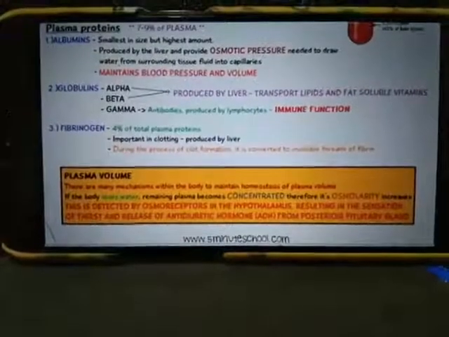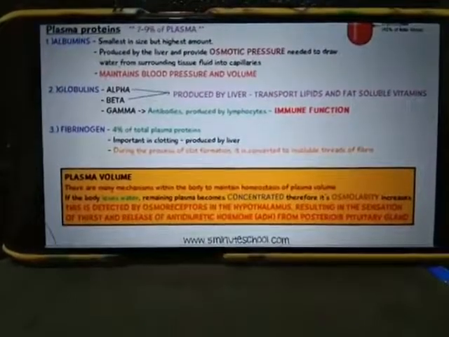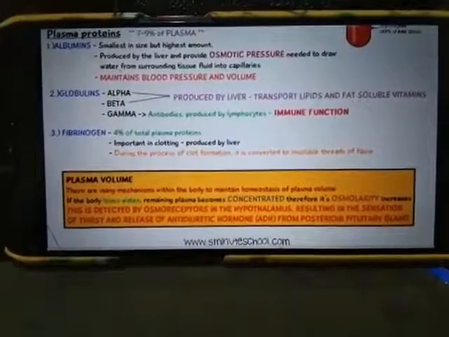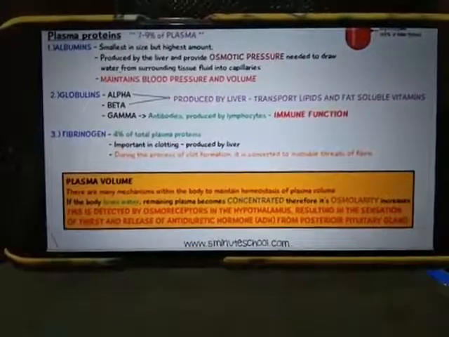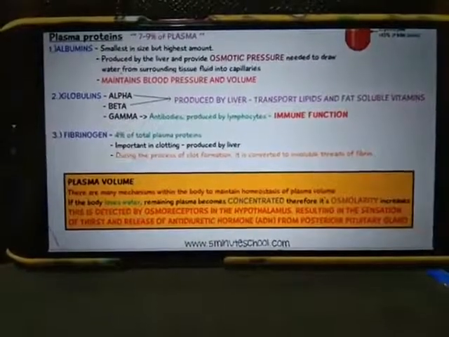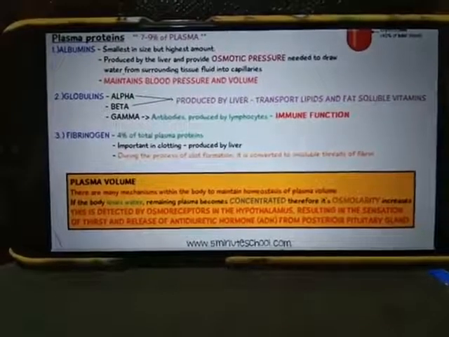Last is fibrinogen. It is only 4% of the total plasma proteins. It is important in clotting and it is also produced by the liver. So, during the process of clot formation, it is converted into insoluble threads of fibrin.